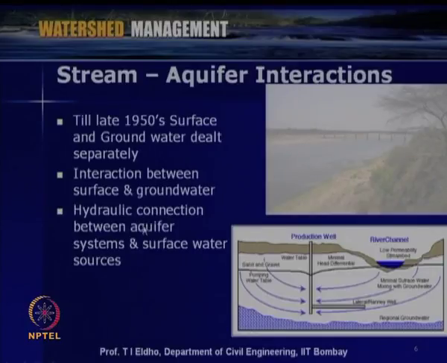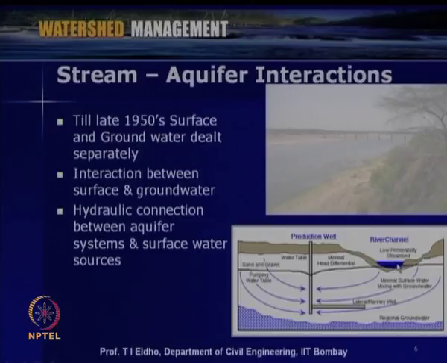So the hydraulic connection between the aquifer systems and surface water sources is very important. We have to consider it when we assess the available source of water, and when we use either surface water or groundwater, we have to see what the effect will be. If we are using only surface water, what will be the effect on groundwater, and when we are using only groundwater, what will be the effect on the surface water sources.